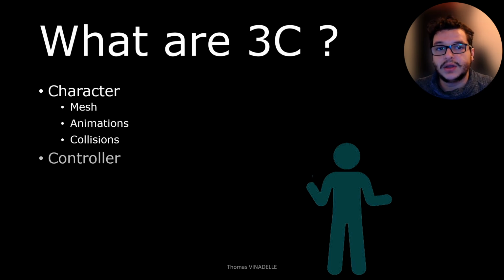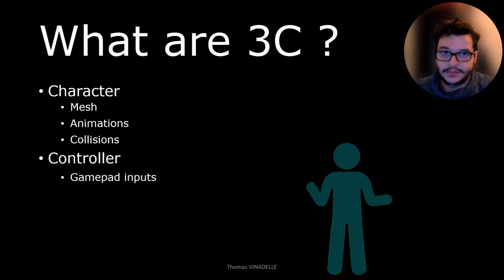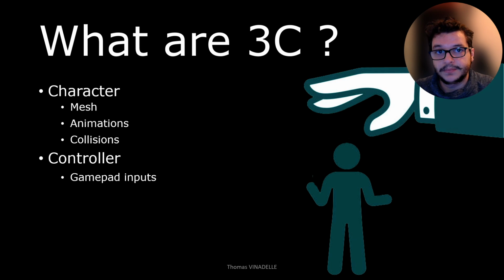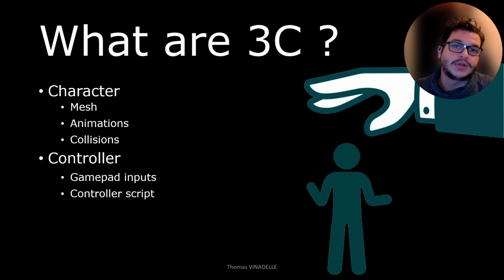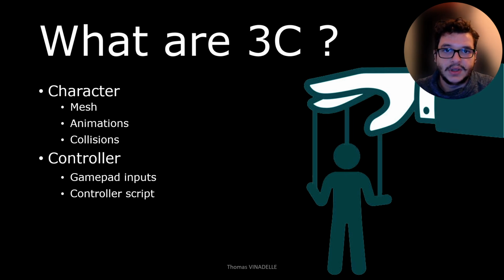Next, we're going to have the controller. Controllers are made of two things. First, your gamepad inputs. This will be every input that is triggered with your keyboard, mouse, or gamepad. This is your hand. And next, we're going to have the controller script that will transform every input into gameplay. Those are the wires. And finally, we will have the camera.